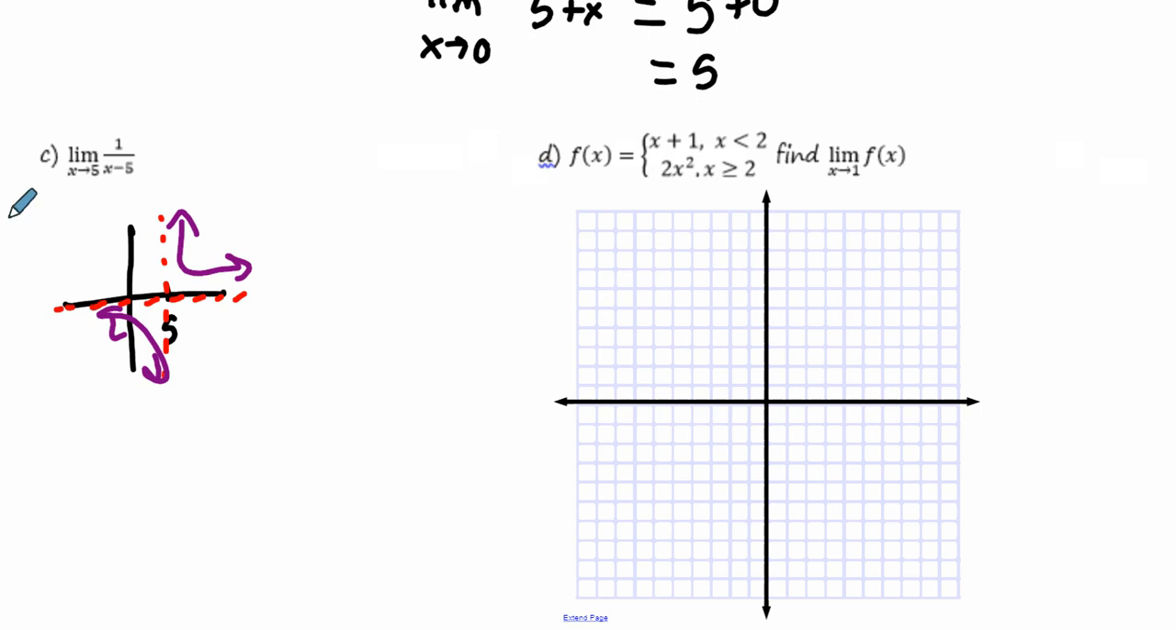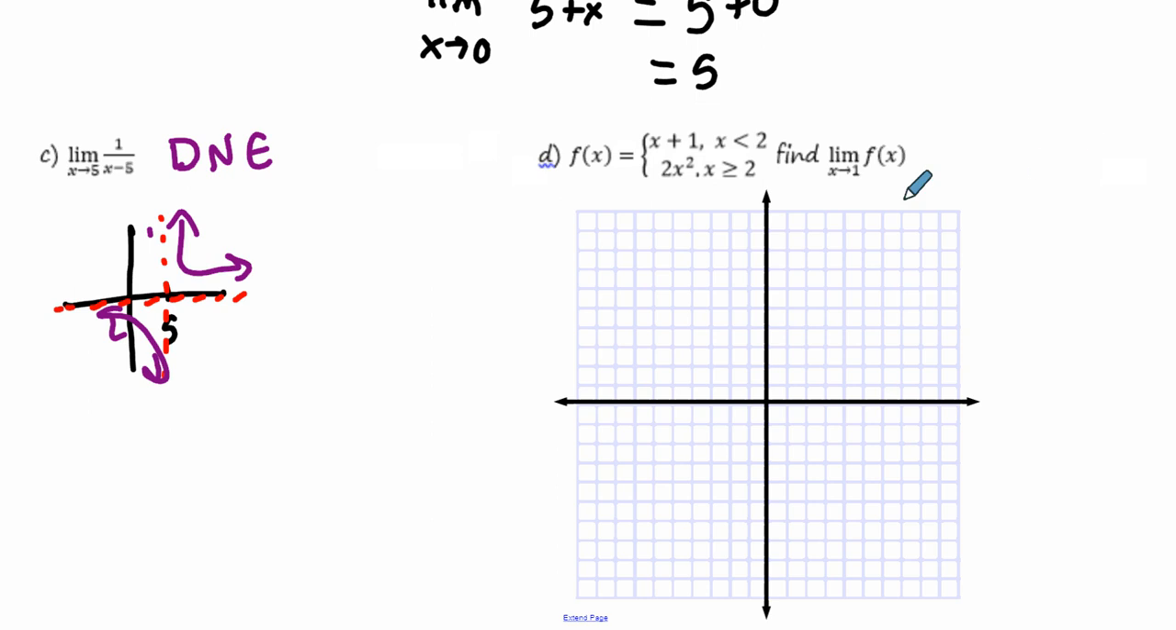You can't graph it exactly, I know, but you can estimate it because at x equals 5, does it approach the same number from the right and from the left? No, because from the right, it's going up to positive infinity. From the left, it's going down to negative infinity. Therefore, this limit does not exist. DNE. It was my favorite phrase in college to write.